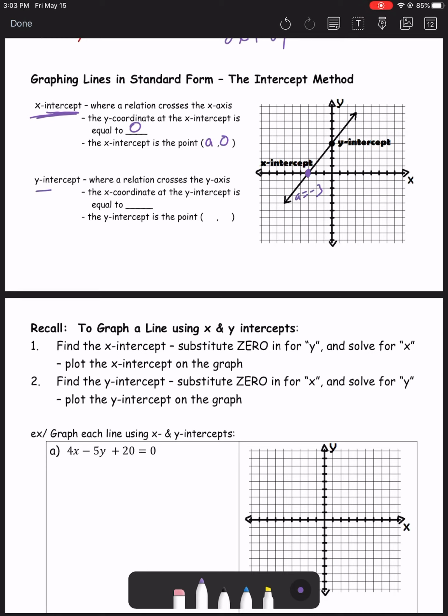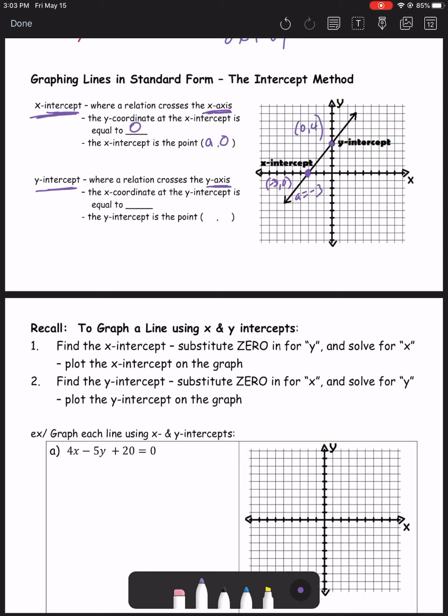And then the y-intercept is where the relation crosses the y-axis. So the x-intercept is where does it cross the x-axis. The y-intercept is where does it cross the y-axis. So in this case, this is crossing the y-axis at 4. Let me just go back here for the x-intercept. That's the point -3, 0 in this case.